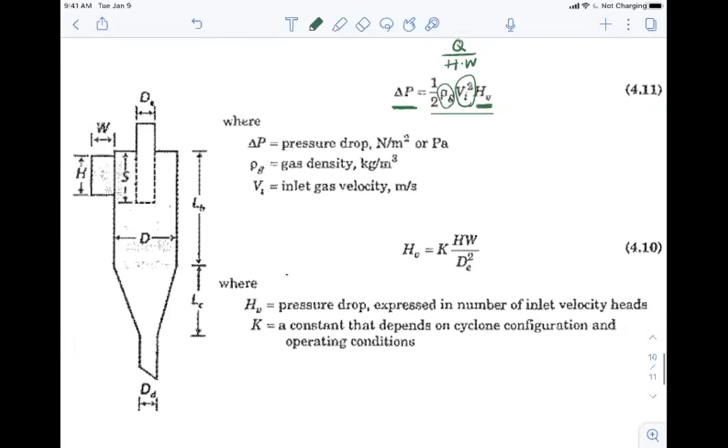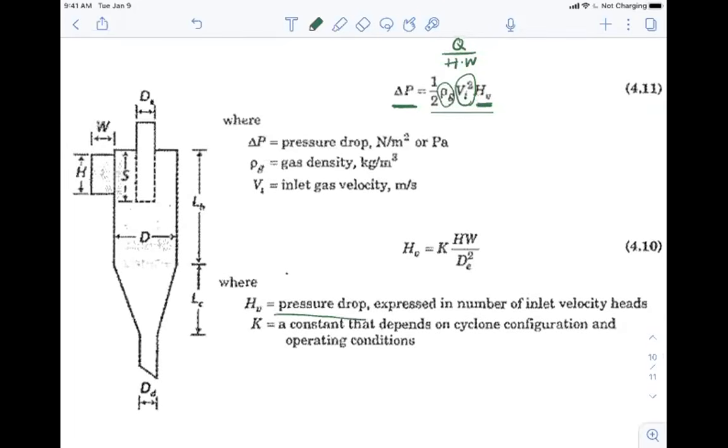The HV is basically a pressure drop parameter, expressed in the number of inlet velocity heads. We can further calculate this HV based on the other dimensions, again the height and the width of the inlet. DE is the exit diameter, and K is a constant. In your homework problem, you're going to be provided with this K here, so you can calculate the HV and then further the delta P. Okay, so that's all for the concepts of the cyclones.